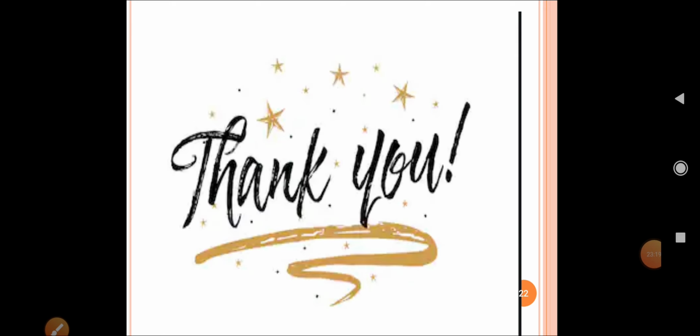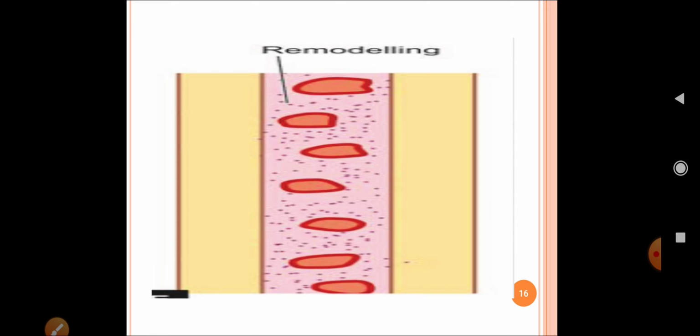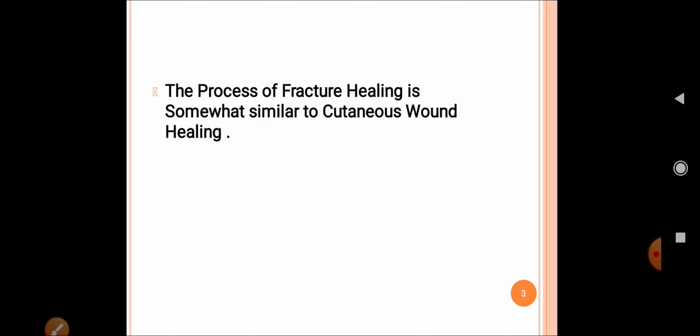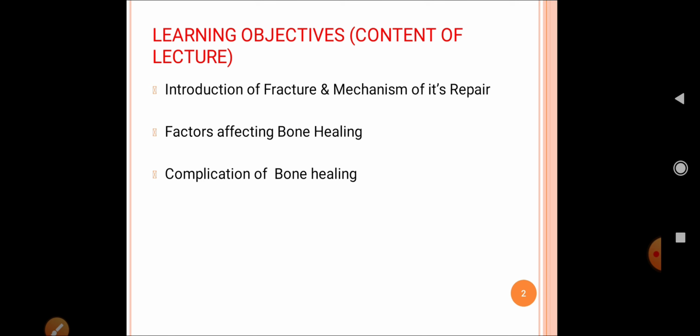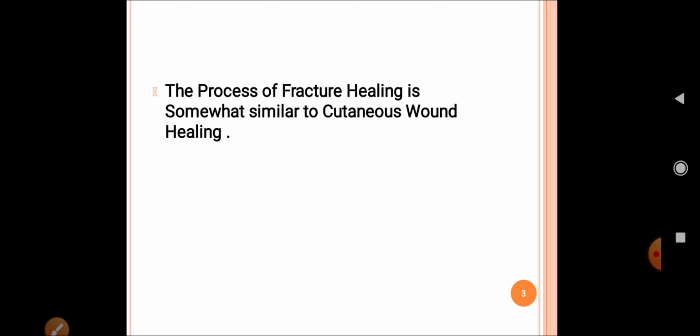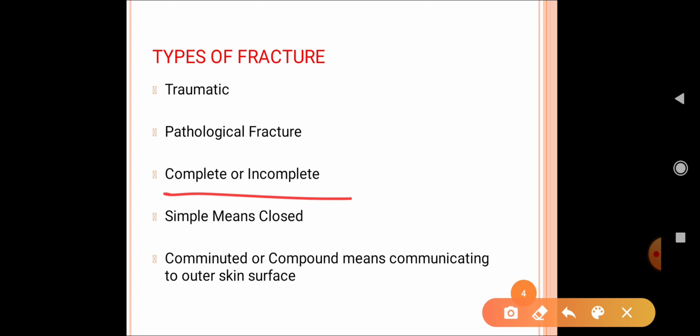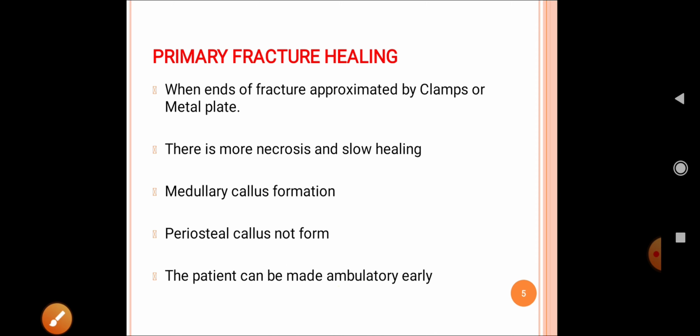So that was all about fracture healing. Again, I am summarizing in a very short time, within 1 to 2 minutes, right? So our learning objective was to understand the types of fracture, how the fractured bone will heal, factors affecting bone healing, and the complications. The process is somewhat similar to that of cutaneous wound healing. The types can be traumatic fracture because of some trauma, or pathological fracture due to some underlying bone disease. It can be complete or incomplete, it can be simple, or it can be communicating to the outer skin surface. The healing can be primary or secondary.